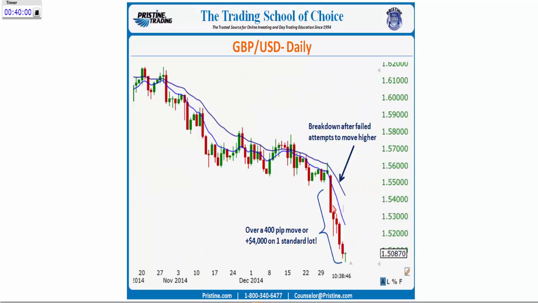Here, this is more recent. Here's pound US dollar. This is up until today when I captured the chart. Here you've got a breakdown under these lows. And again, regardless of the moving averages, it doesn't matter. This is trending lower. It's staying weak. Green candles cannot follow through. Short the breakdown. If you shorted this breakdown, you could have been up over $4,000 on one standard lot.